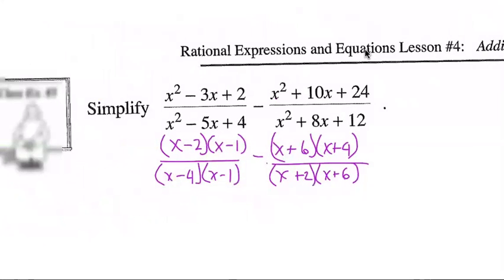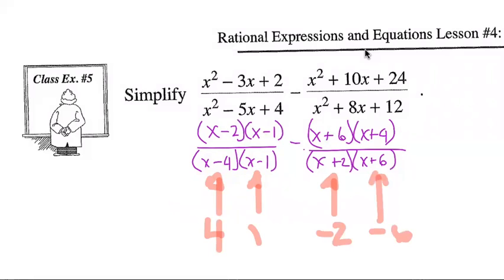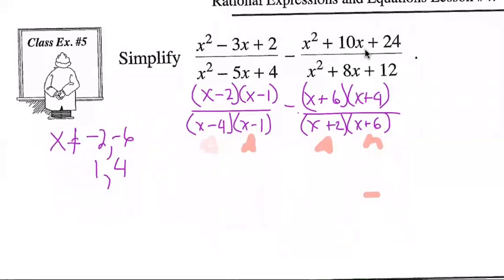Now that everything is factored, I can do my non-permissible values. Again, these are nice and simple. This is going to be x cannot equal 4. This is going to be x cannot equal 1. This will be x cannot equal -2. This will be x cannot equal -6. So somewhere I write down x cannot equal -2, -6, 1, or 4. It does not matter to me what order you write those in. I know the book likes to write them from smallest to largest, but for me, it does not matter at all. Okay.